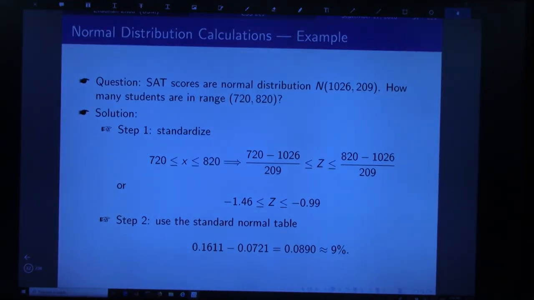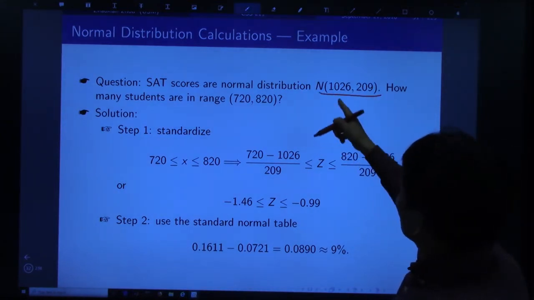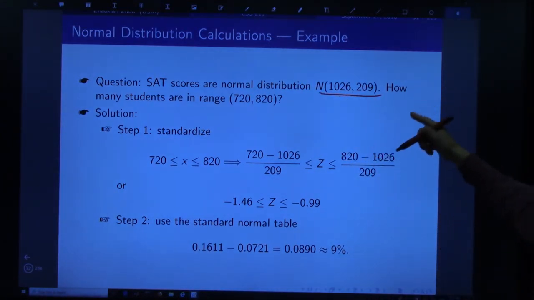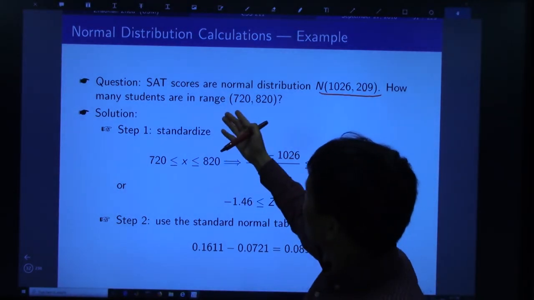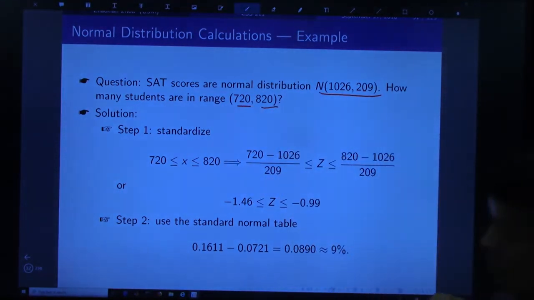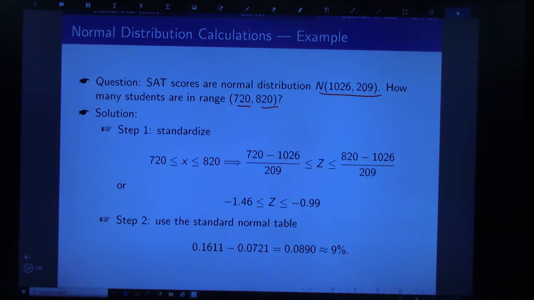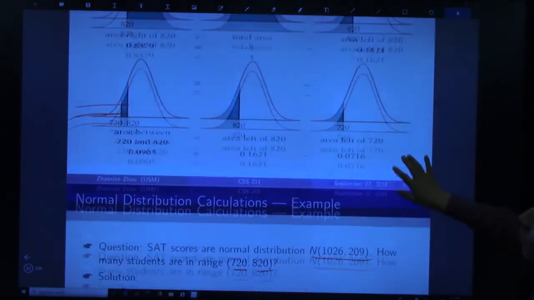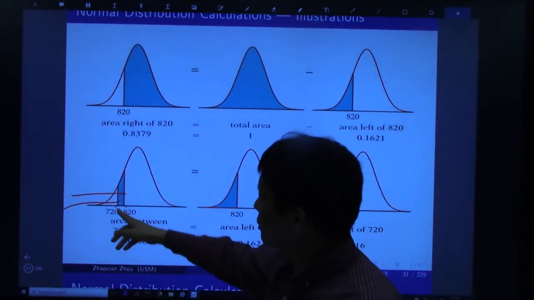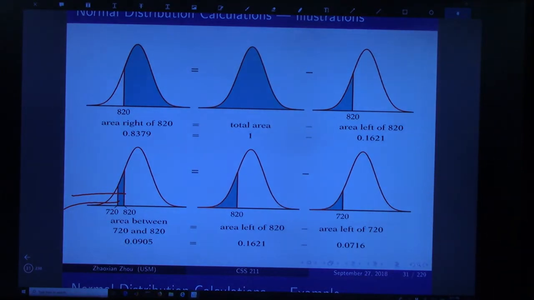The question is given like this: the SAT scores are normally distributed, with a mean equal to 1026 and a standard deviation equal to 209. How many students are in the range of 720 to 820? So how many students have scores within this range? This is illustrated here, from 720 to this point, on the SAT score normal distribution.